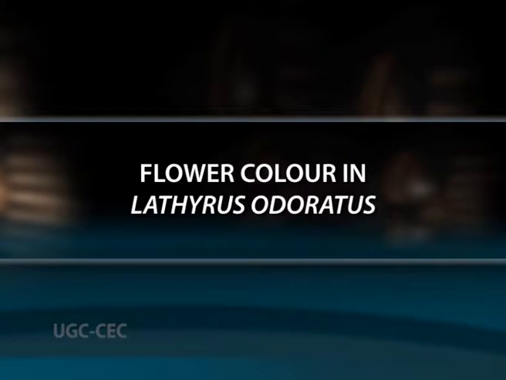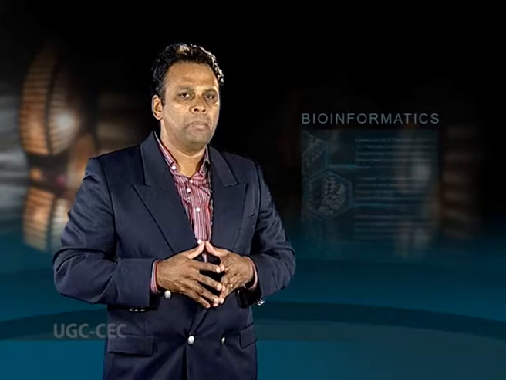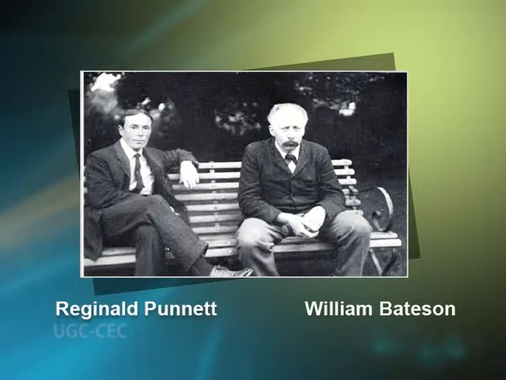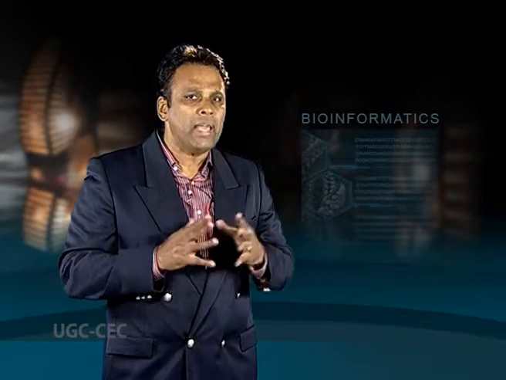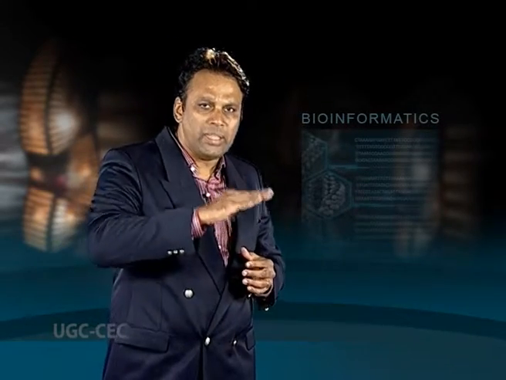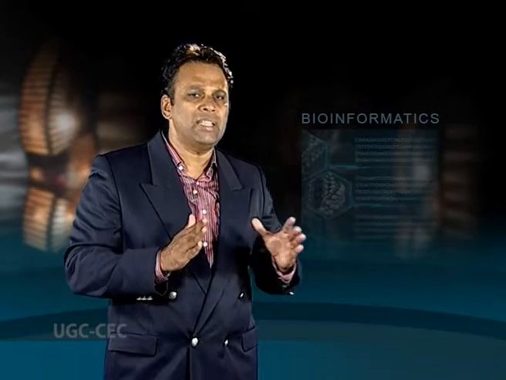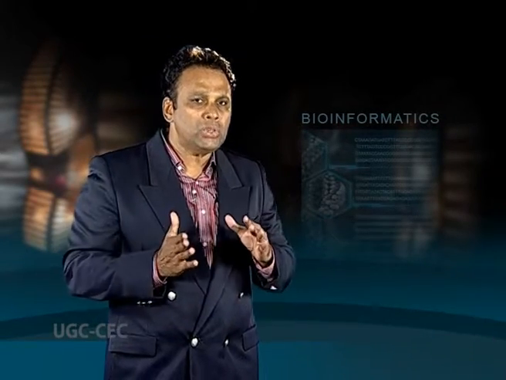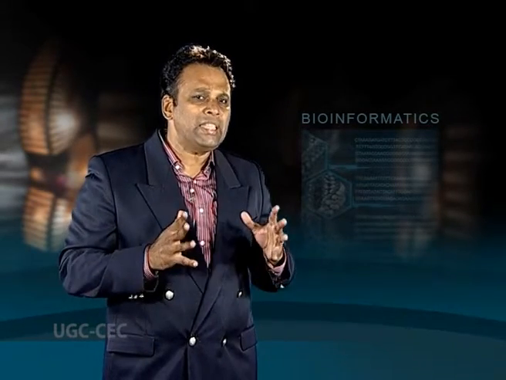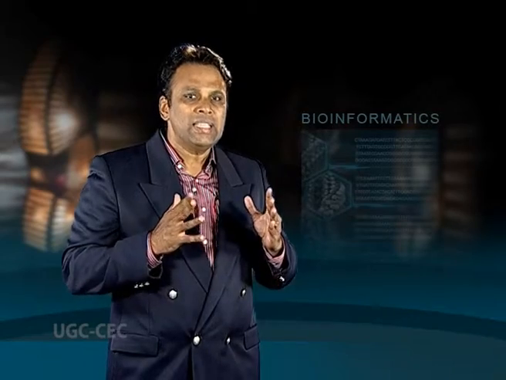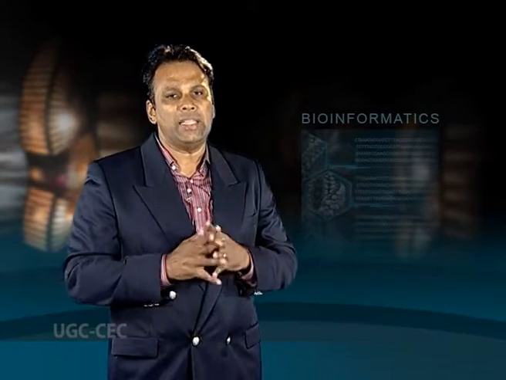Now, let us examine in detail the flower color in Lathyrus odoratus. Bateson and Punnett in 1904 studied the inheritance of flower color in sweet pea, Lathyrus odoratus. Sweet pea is an annual climbing flowering plant that grows to a height of 1 to 2 meters, where suitable support is available. It belongs to the genus Lathyrus and the family Fabaceae. The plant is native to southern Italy, Sicily and the Aegean islands.